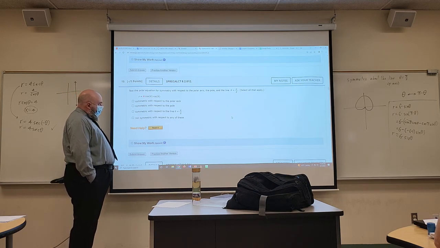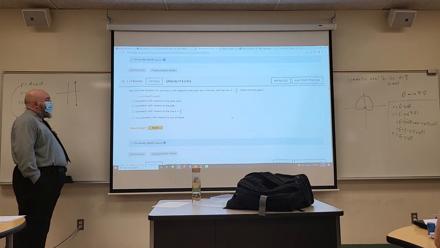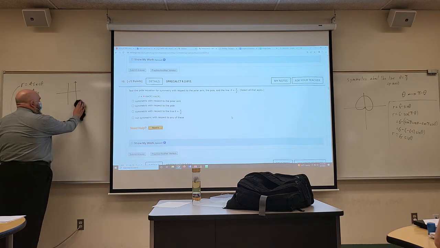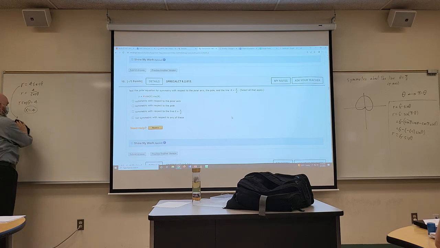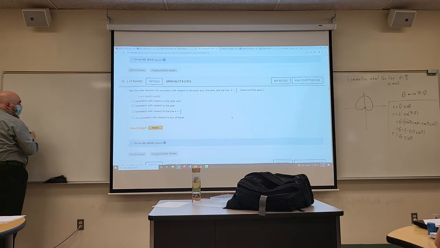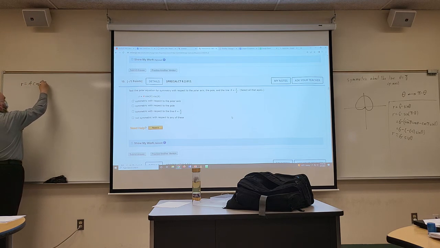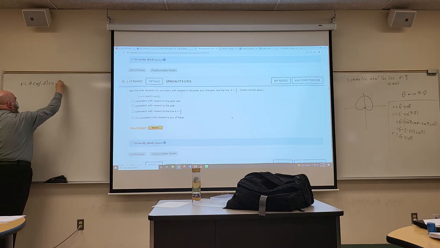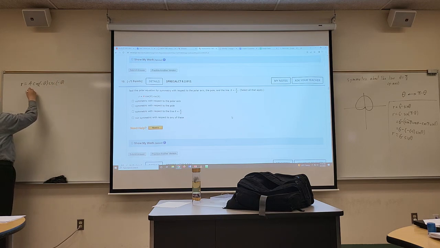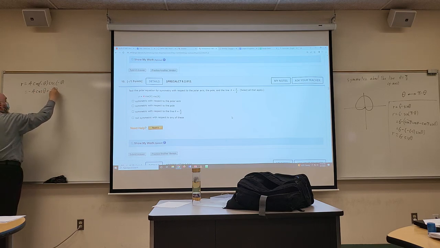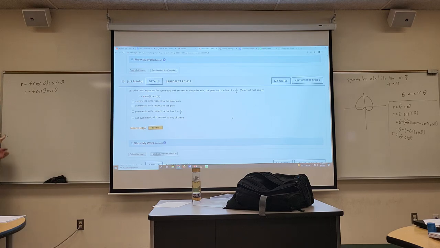What if I plug in a negative theta in place of theta? The cosine is fine, but the cosecant isn't even, so that's not going to work either. If I plug in a negative theta, I'm going to get 4 cosine negative theta cosecant negative theta. But that's going to be negative 4 cosine theta cosecant theta, which is not what we started off with. Cosecant is odd, so I can pull the negative out, but that's not the same as what we started with, so that's a no.